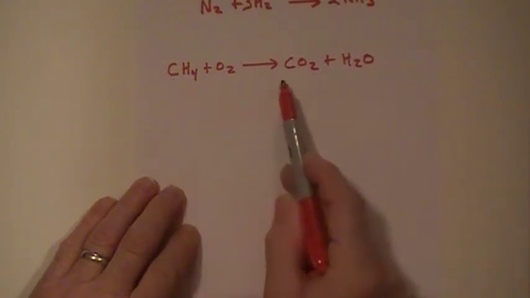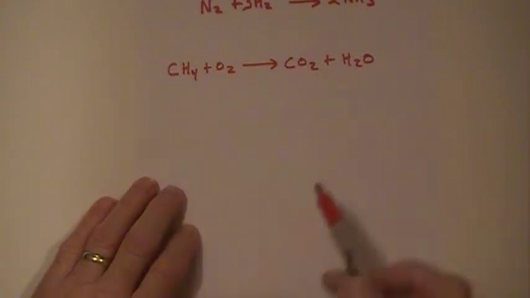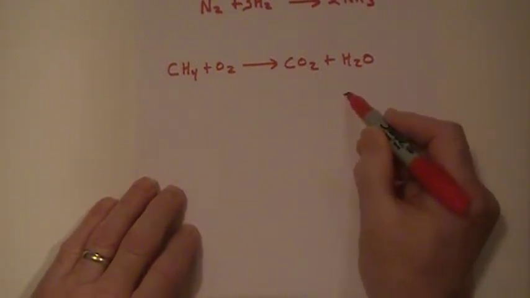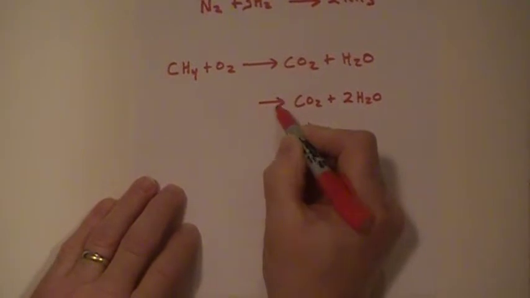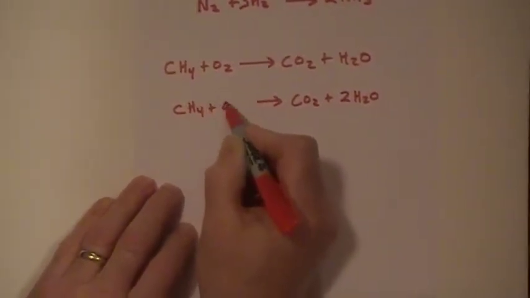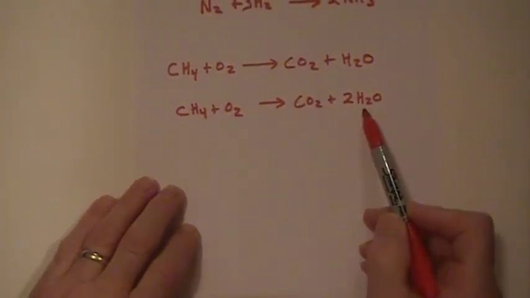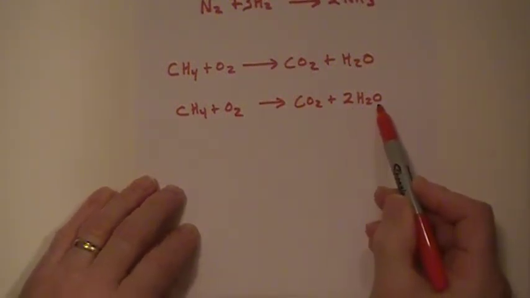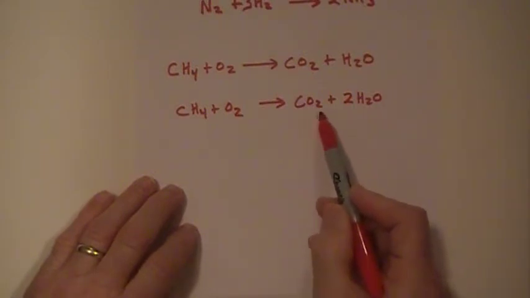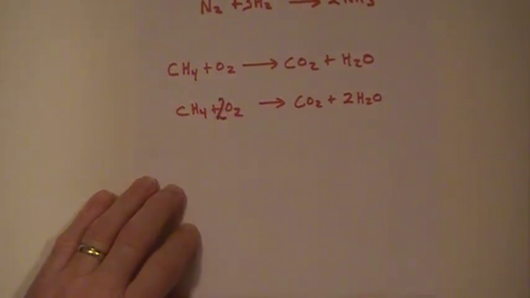So there's one carbon here and there's one carbon there. So that's balanced. There are 4 hydrogens on the reactant side and only 2 on the product side. So let's put a 2 in front of the water. And now I think we'll have the carbons and the hydrogens balanced. 1 carbon, 1 carbon, 4 hydrogens, 4 hydrogens. Now let's worry about the oxygen. There's 2 on this side. There's 2 water molecules, each of which has 1 oxygen. There's another 2, so that's 4, and there are 2 here. So you see, if we put a 2 in front of here, then we would have the equation balanced.